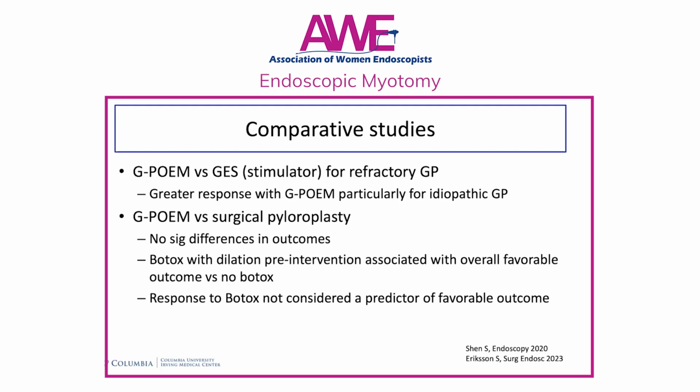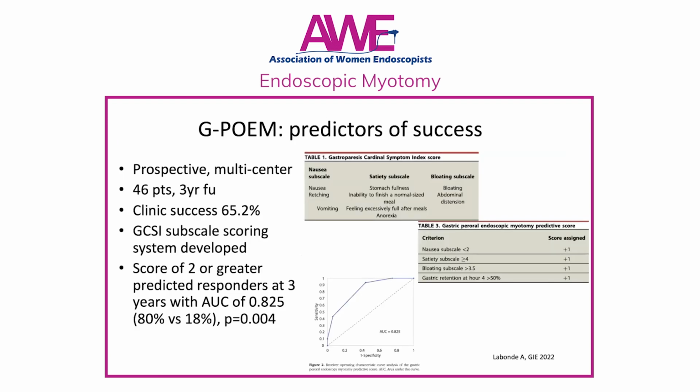I can say, again, from my own practice in working with my motility colleagues, that we often have an approach of offering patients Botox to start. And if they have a favorable response to Botox, we actually recommend moving on to GPOM rather quickly, within 1 to 2 months, and have had very reasonable results.